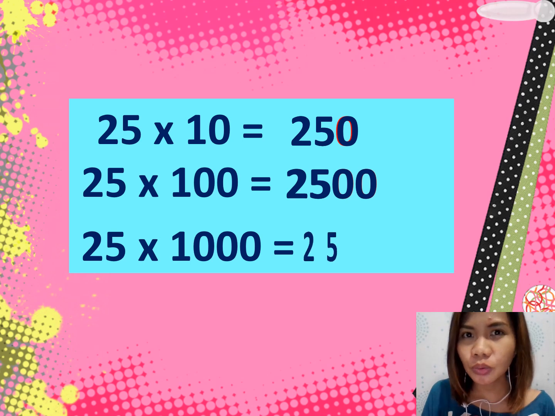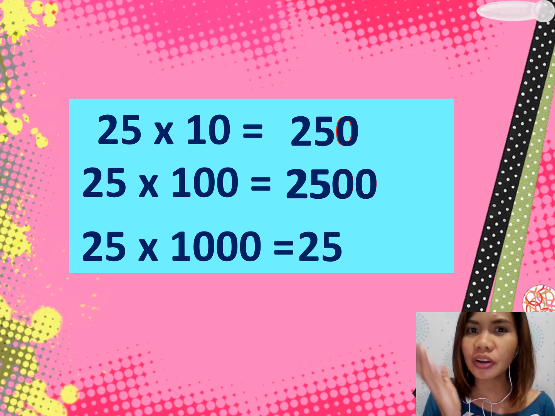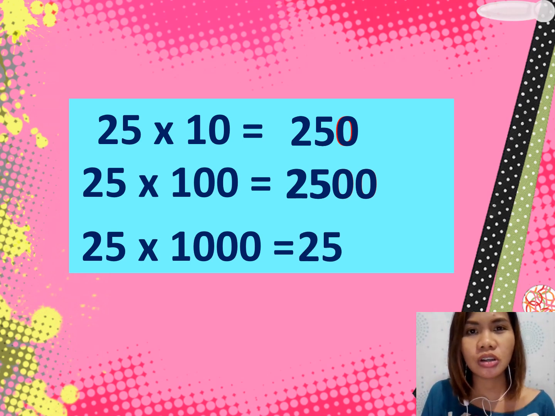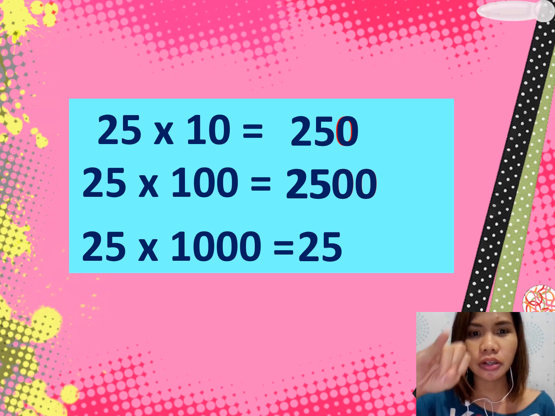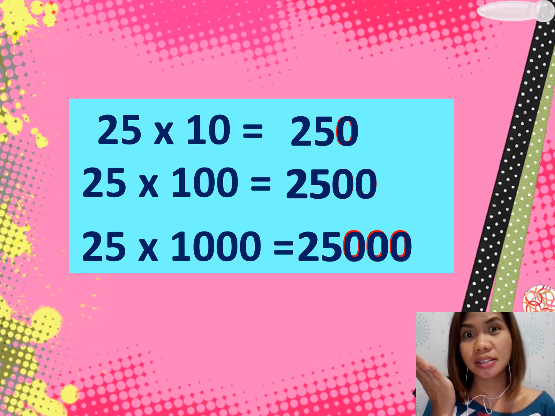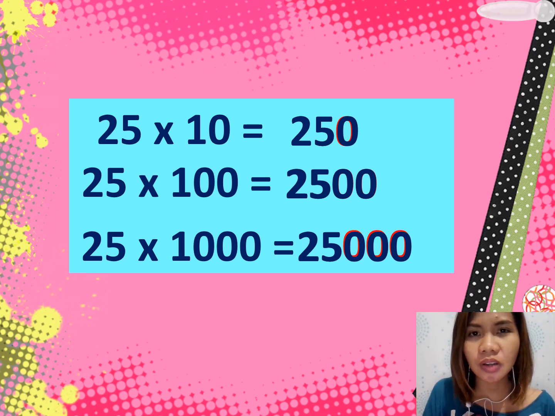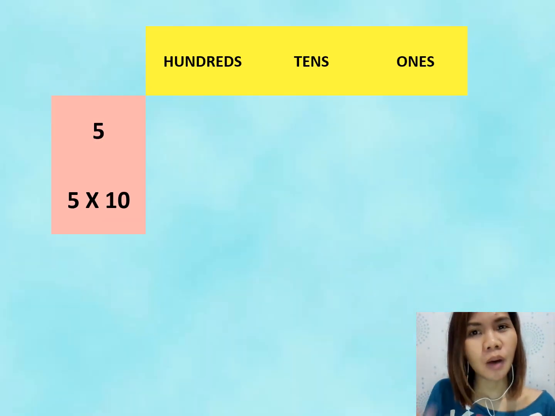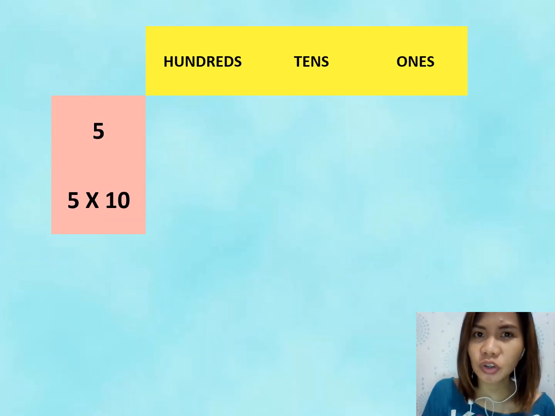Okay, next let's move on to 25 times 1,000. So still copy the number 25 and then attach how many zeros? You have 1, 2, 3 zeros. So put three zeros on your answer and the product is 25,000. As easy as that. So that's what I taught you yesterday, and why we have that kind of short trick.